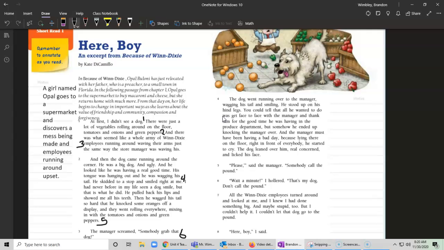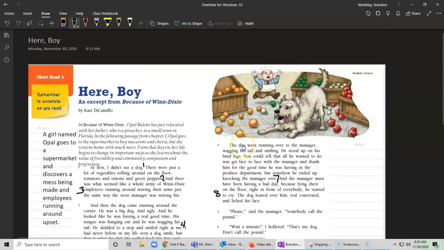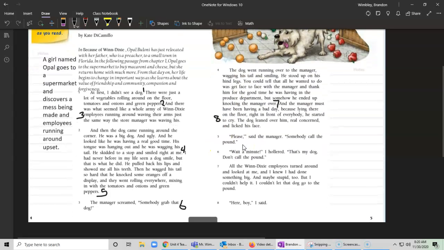But somehow he ended up knocking the manager over. And the manager must have been having a bad day, because lying there on the floor in front of everyone, he started to cry. The dog leaned over him, really concerned, and licked his face. So, we have this manager, and he gets knocked over. So that's another important event. And then, this is kind of, I think, an important part. The manager is crying. This adult man, he's crying. So that's how bad of a day he has.